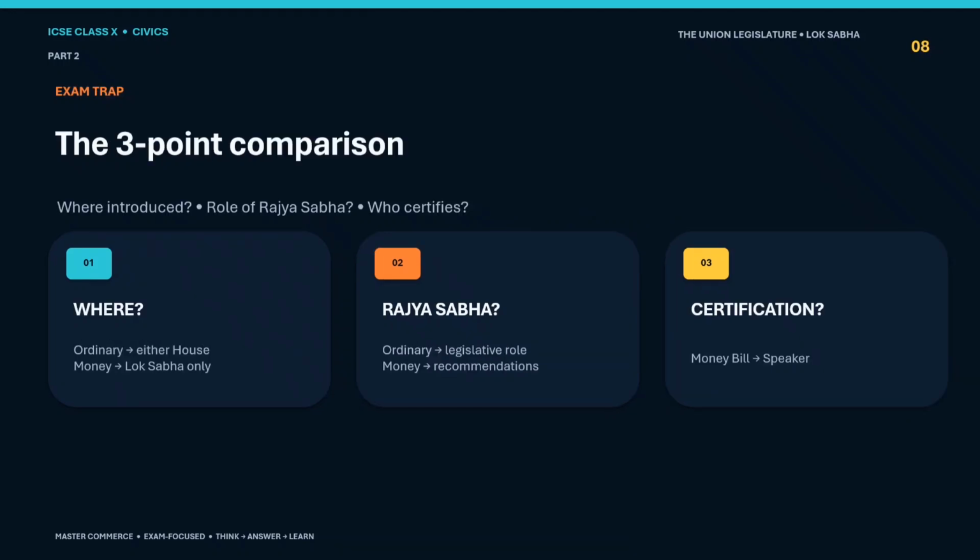Let's make this extremely simple. Ordinary bill, either house and both houses have a substantial legislative role. Money bill, introduction only in Lok Sabha. Rajya Sabha has a limited recommendation role and the speaker certifies it as a money bill when constitutionally required. If you remember these 3 contrasts, many MCQs become easy.